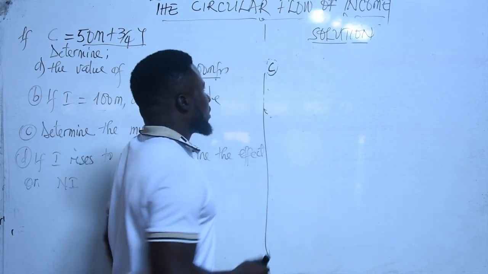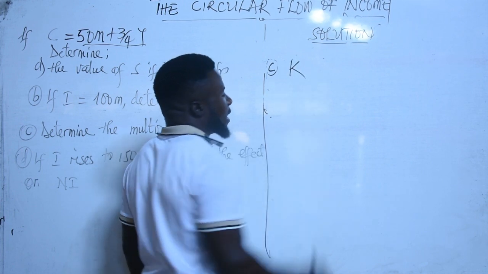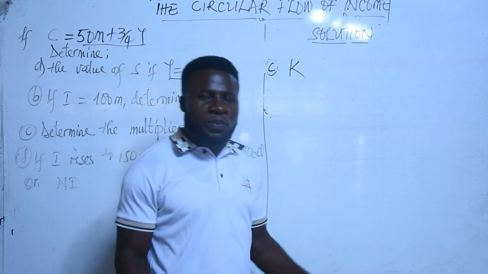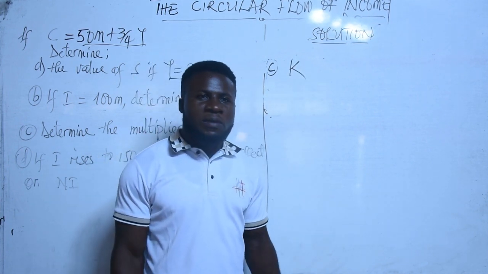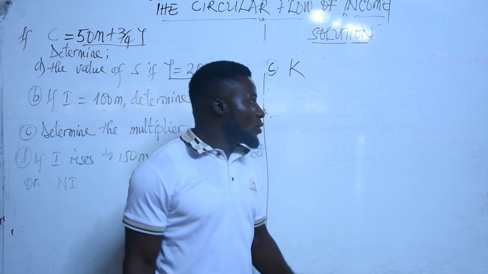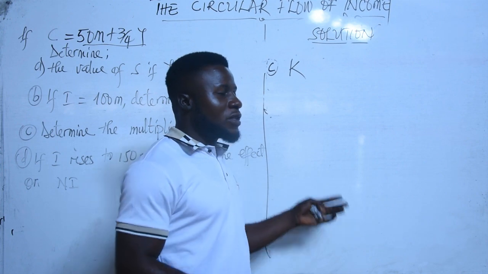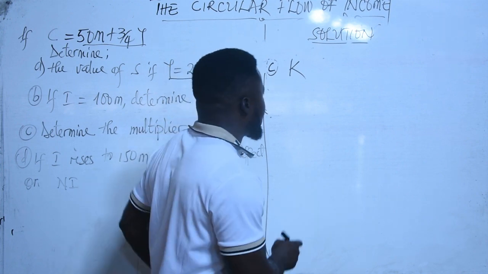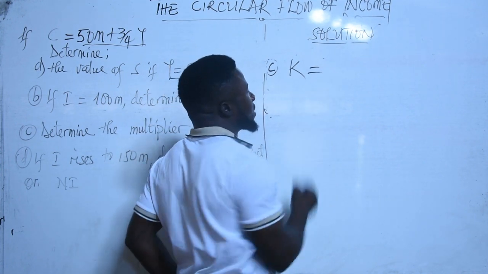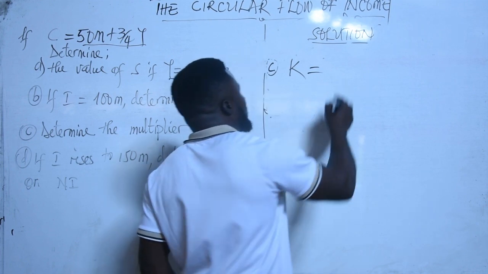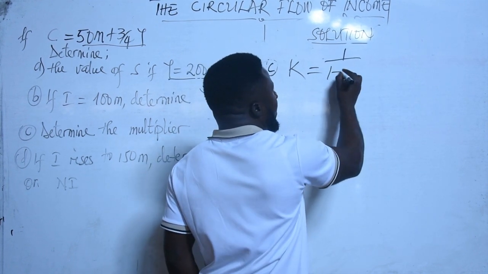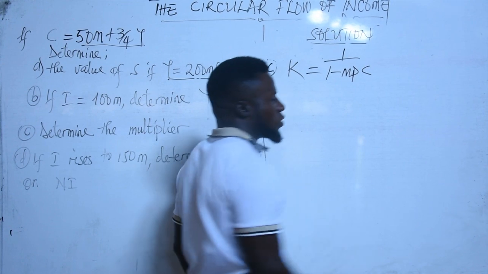So the multiplier is always denoted by K, and it has multiple formulae. You can calculate the multiplier using different formulae, and I'm going to use 2 different formulae to show you that it can always give the right answer. The most common of them all is to say that K, the multiplier, is equal to 1 all over 1 minus the marginal propensity to consume.